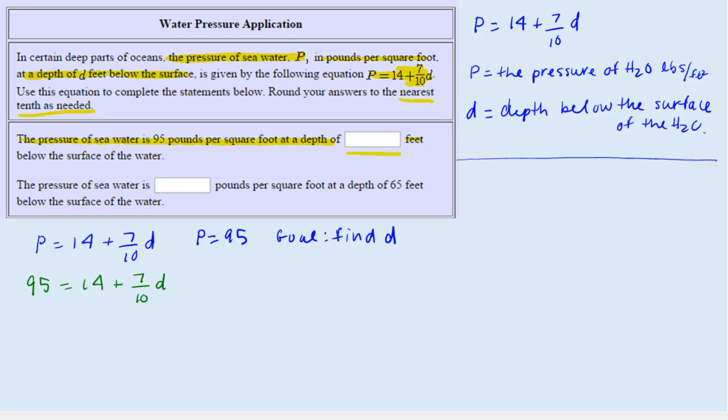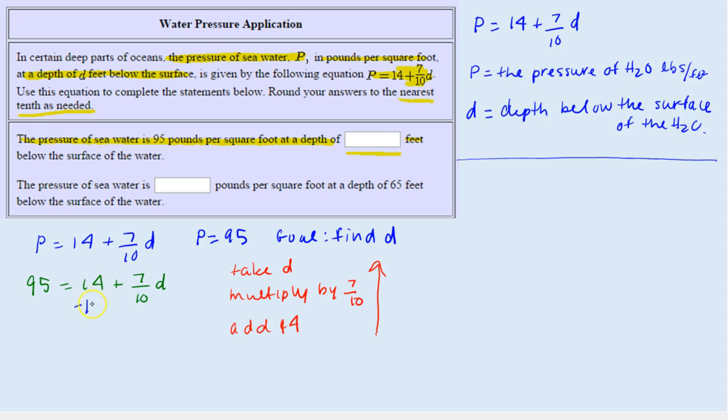Now again, here we're solving an equation, so let's think about what this process represents. We would take d, multiply by 7/10, and then add 14. And this equation says if you take d, multiply it by 7/10, and add 14, you will get 95. So we want to reverse this process, and we will start by, instead of adding 14, subtracting 14 from both sides.